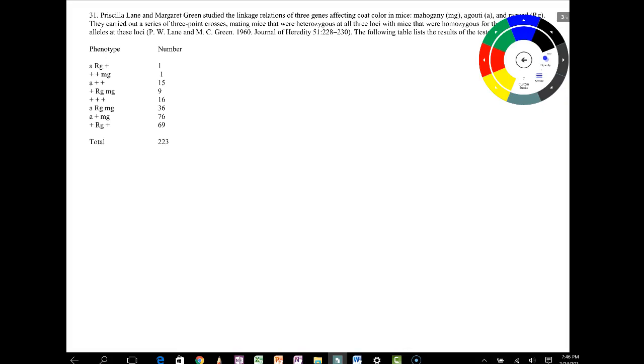Okay, so here's another 3-point mapping cross. I don't think it's overly relevant that Priscilla and Margaret did this experiment, although it is good to remember that these things are done by people. And so in this case, we have 3 genes in mice.